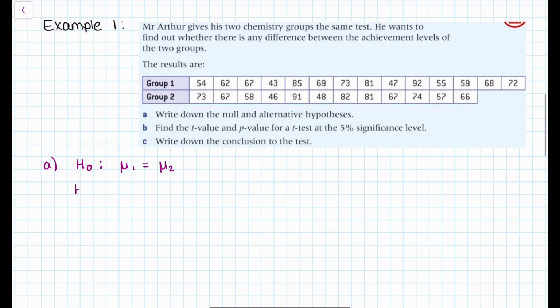The alternate hypothesis, as we're not told about looking at if one is greater than the other, it means it is just a straight that the first mean does not equal the mean of the second set of data. Part B, find the t-value and the p-value for a t-test at 5% significance level. So I'm going to go to the calculator and show you how to do that now.